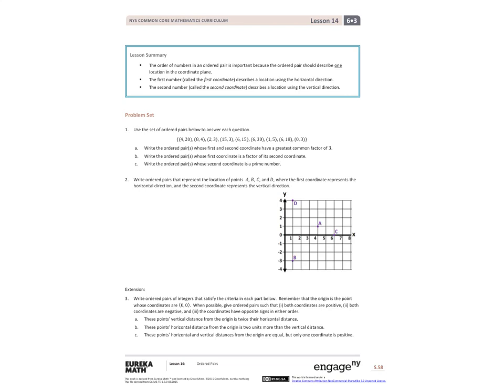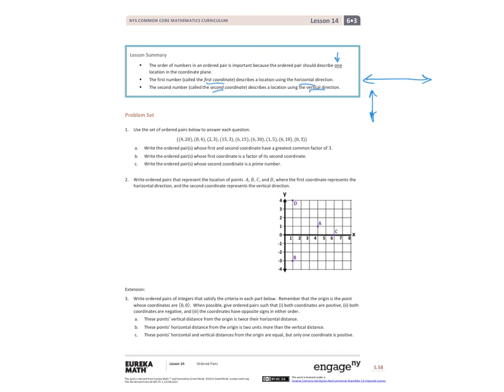Okay, so I'm taking a look at this lesson summary. It says the order of numbers in an ordered pair is important because the ordered pair should describe one location, right? That's why, like latitude, longitude, they gave us that example. The first coordinate describes the location using the horizontal, and horizontal goes east-west. The second coordinate is vertical, and vertical goes north-south. And you've been working with that with your number lines.